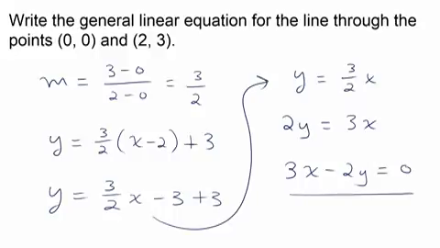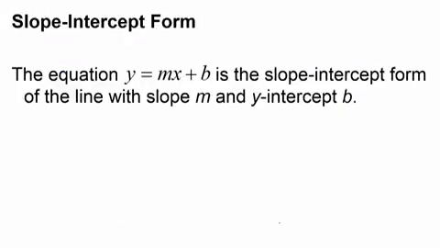Another useful form of the equation of a line is the slope-intercept form. Let's take a look at it. Slope-intercept form. The equation y equals mx plus b is the slope-intercept form of the line with slope m and y-intercept b.